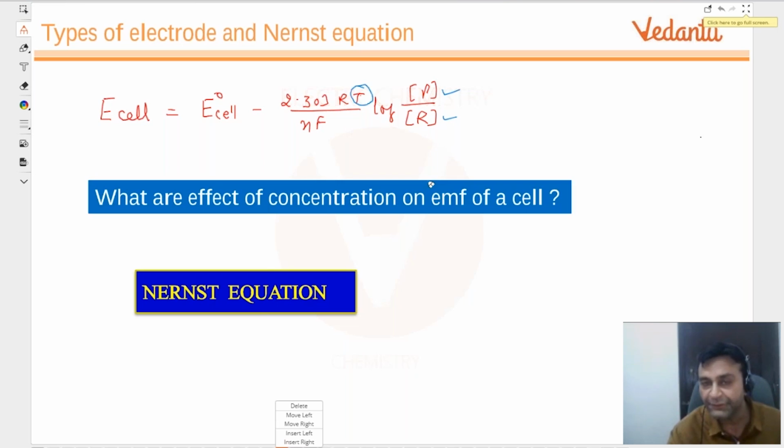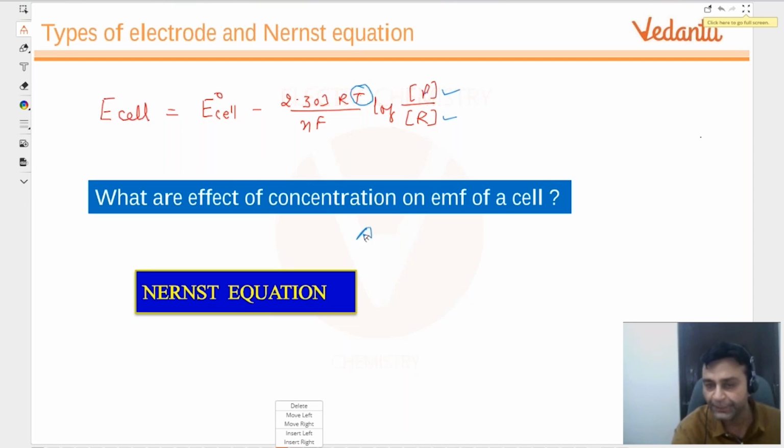So we can say if temperature changes, the cell potential will change, and if the concentration changes, the EMF will change. This is the logarithm of the concentration of the product to that of the reactant. Anirudh, are you getting me? This is the concentration of the product upon concentration of the reactant. This equation is called the Nernst equation.